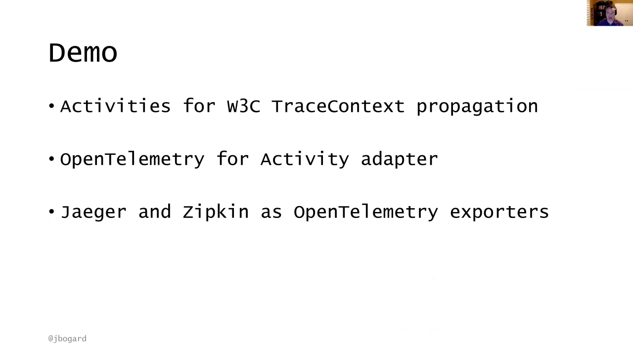We're going to cover three main things. The first is looking at how we can use activities to propagate that W3C trace context information for new kinds of communication in our system. We're going to be using OpenTelemetry as the listeners for those activity information to be able to standardize that span and trace information. And then finally, I'll demo Jaeger and Zipkin as OpenTelemetry exporters to show how a single trace in my system can be visualized in those two applications.